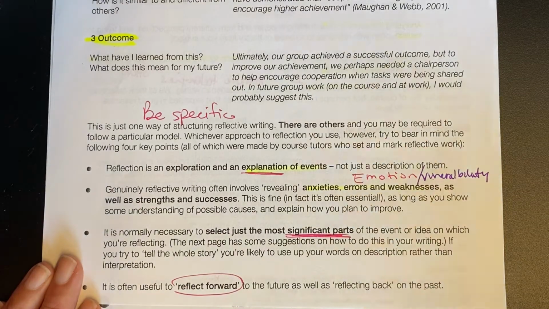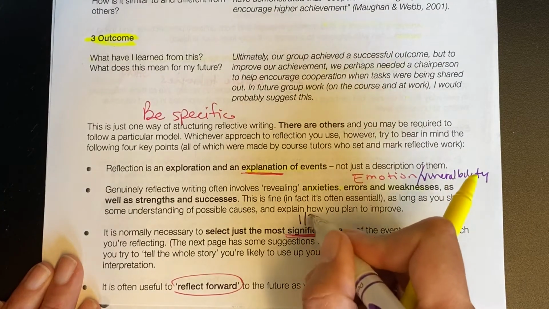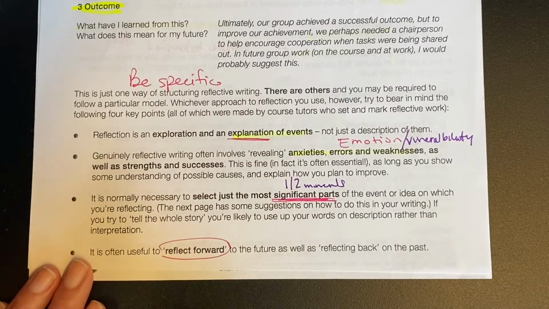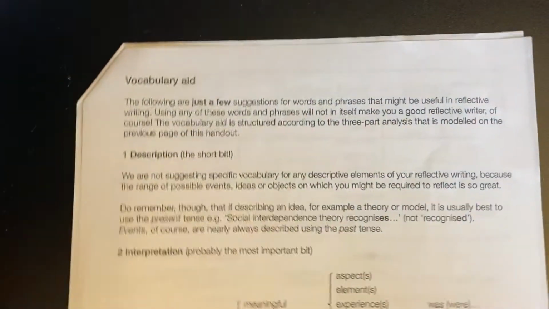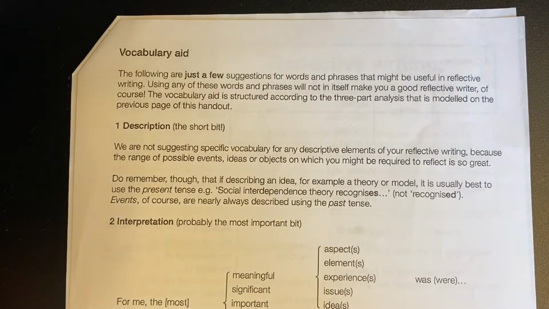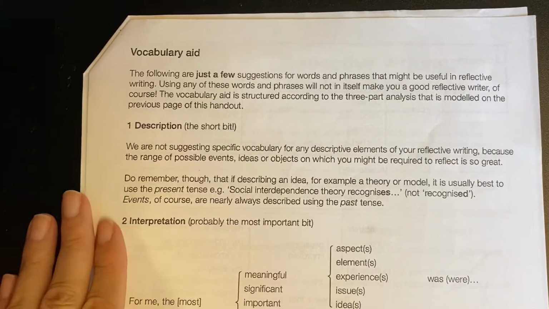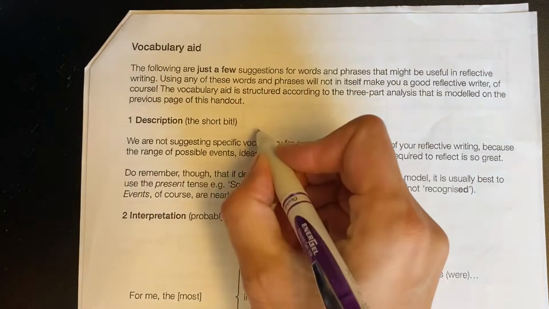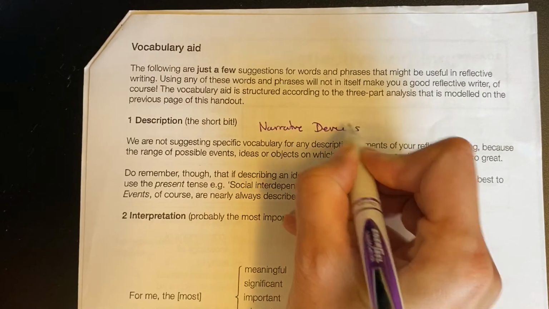We also just want to look at the significant parts, right? We talked about this before, right? One or two moments. And then, as I said on the first page, we also want to reflect forward, how we can use what we've learned in the future. The last page is a vocabulary aid, and this is just to help you use the language of reflecting. So for description, we've already talked about showing, not telling, using those narrative devices. This should read like a narrative, the beginning.